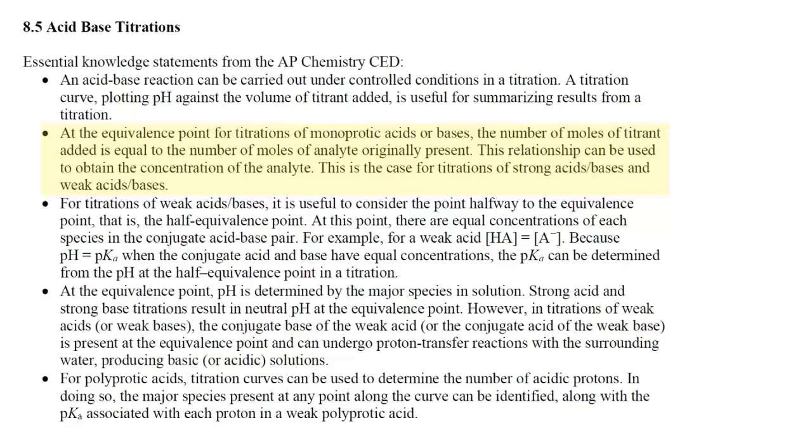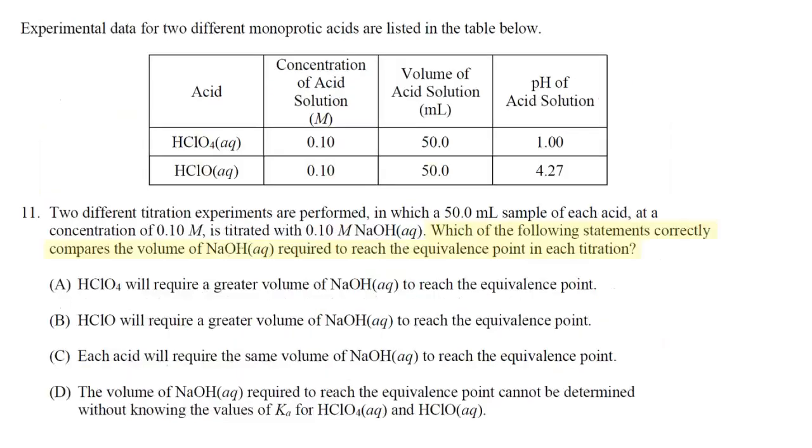It's not about the relative strength of these acids, it's only about the number of moles. So again, this is the case for titrations of both strong acids and bases as well as weak acids and bases. So don't confuse the idea that one acid is strong and one acid is weak and think that that's going to be a difference. These two acids have the same number of moles, and that's the most important point to make this comparison. Same number of moles.